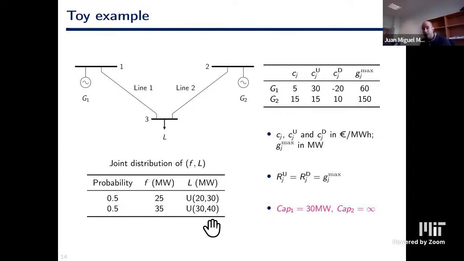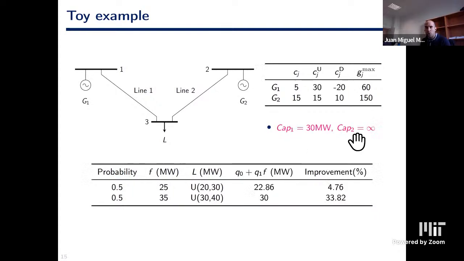Very importantly, you can see that the forecast is unbiased in the sense that these numbers coincide with the conditional average value of the uniform distributions. So what I'm assuming here is that the point prediction that we are getting from the forecaster is unbiased. This is a very nice property of the forecast. I forgot to mention that the capacity of line 1 is limited to 30 megawatts, while the capacity of line 2 we are going to consider infinite.